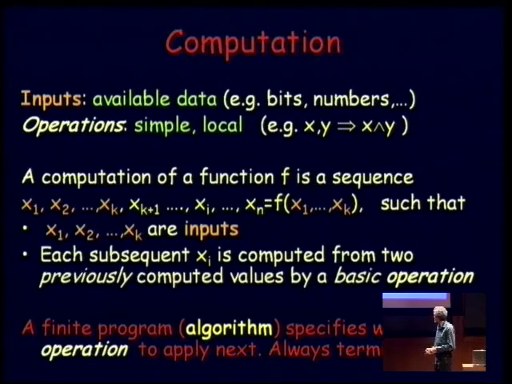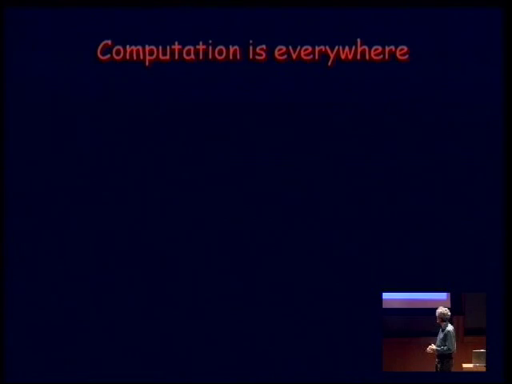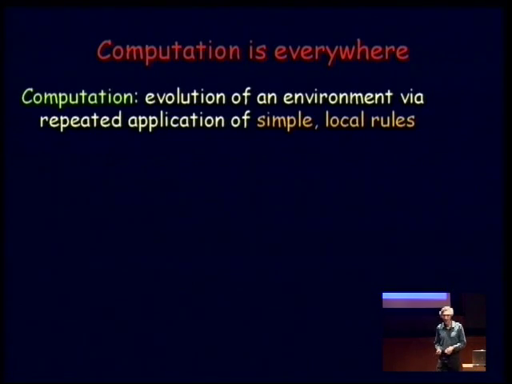Another difference that sometimes is ignored, but cannot be ignored, is that computation, unlike proof, is really all around us. And if you really abstract away the definition of computation, you realize it's simply the evolution of an environment via the repeated application of simple local rules.